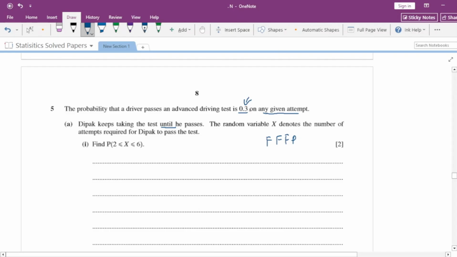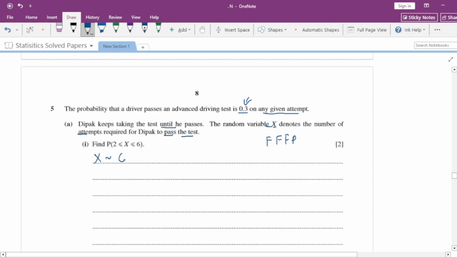The probability of success is 0.3. Probability of failure would be 1 minus 0.3. Next, you need to know when the process will stop. He will stop as soon as he passes, or as soon as the success event occurs. That is happening, so we can use the geometric distribution for this. The random variable x denotes the number of attempts required, and again we're counting the number of attempts. That's another requirement of the geometric probability distribution, that we're counting the number of attempts until we get to the success. With all of those conditions satisfied, we can use that distribution.